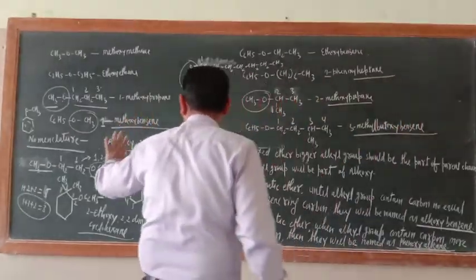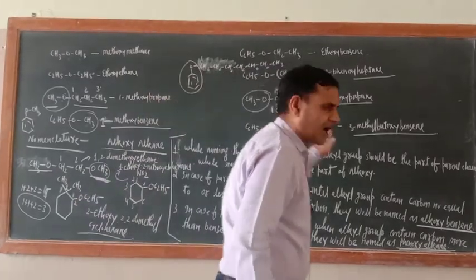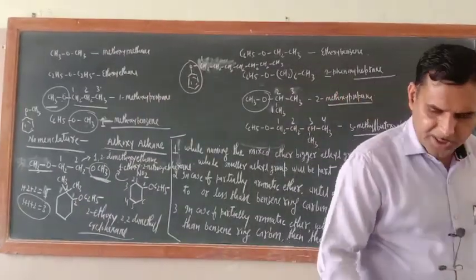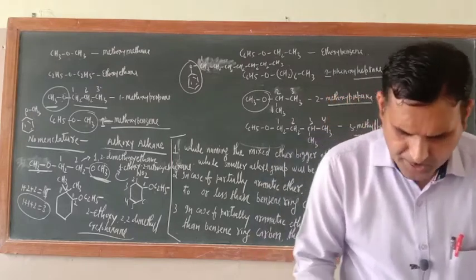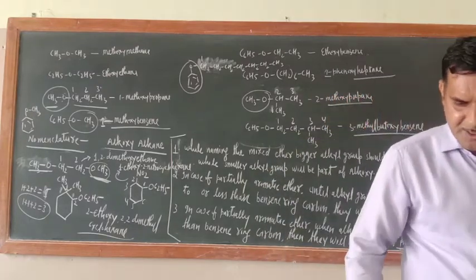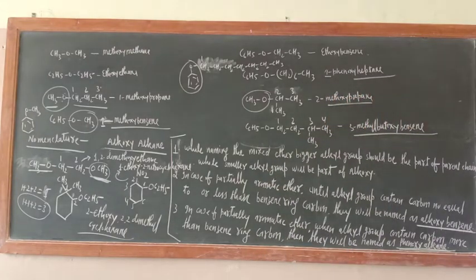Everything is correct. In this way, IUPAC nomenclature of ether is also completely completed. Now, structure of the functional group is there. Before that, I would like to teach you the isomerism in ether.